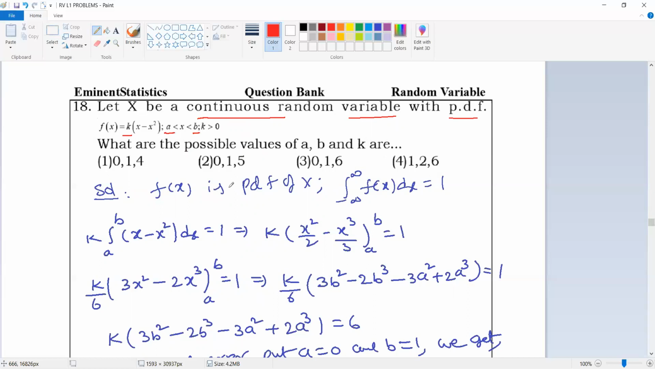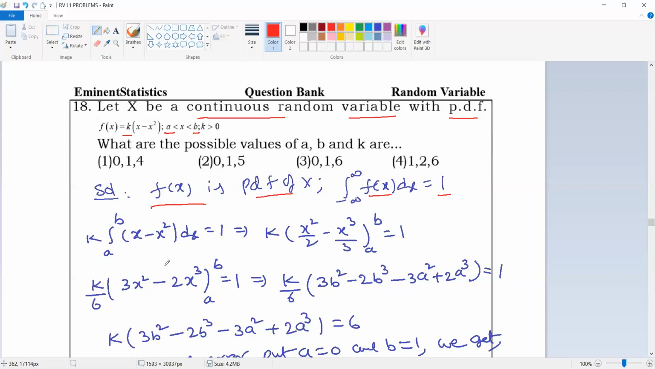Now trial and error. Actually this is a descriptive problem, but we have to solve it within a minute here. By using trial and error, we can easily solve this problem and find the k value. f of x is the PDF here. So the integral from minus infinity to plus infinity of f of x dx equals 1. So k into x minus x square dx is equal to 1. So k into the integration x square by 2 minus x cube by 3, with limits a to b, is equal to 1.